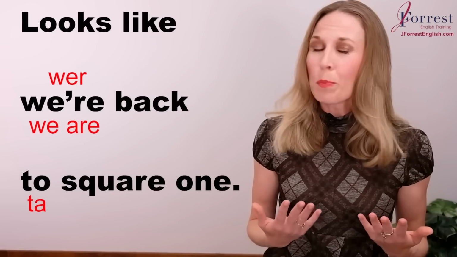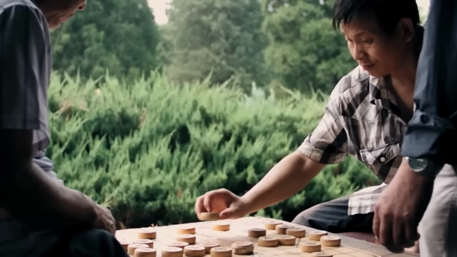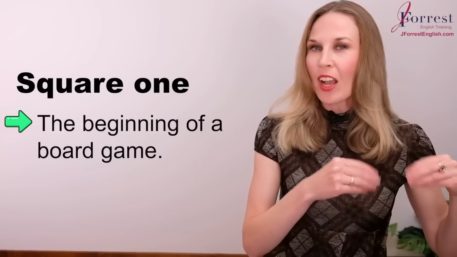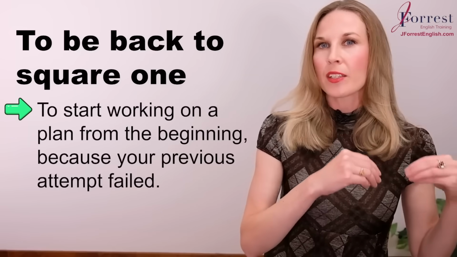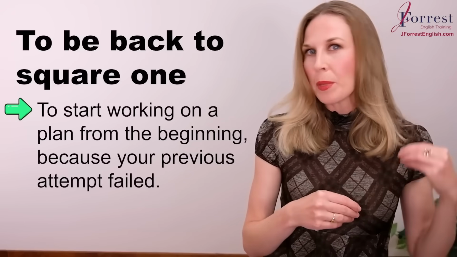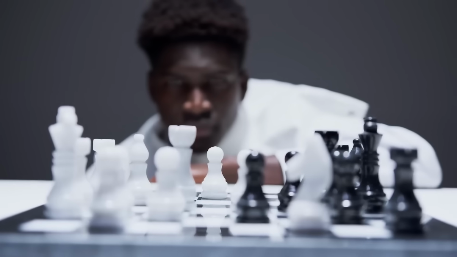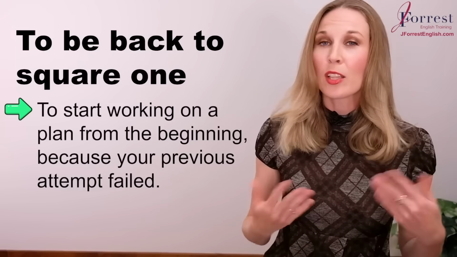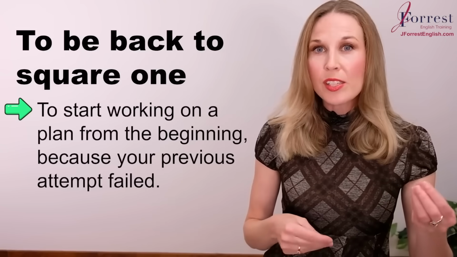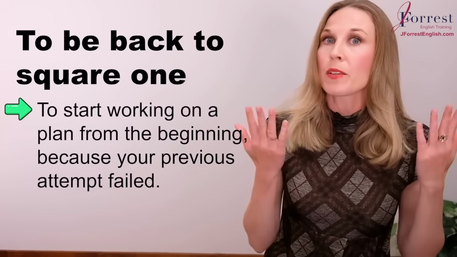Now what does this mean, to be back to square one? Well, square one on a board game is the beginning of a board game. So when you're back to square one, it means you're back to the beginning. And you're back to the beginning, the start, because you tried something and it didn't work. So you had a failed attempt and you have to try again. Looks like we're back to square one. It looks like we have to start again from the beginning because our first attempt failed.